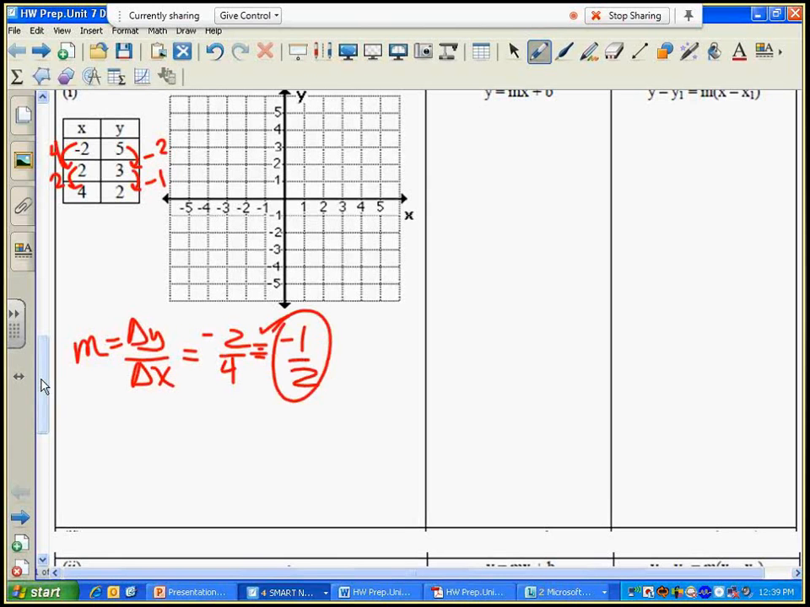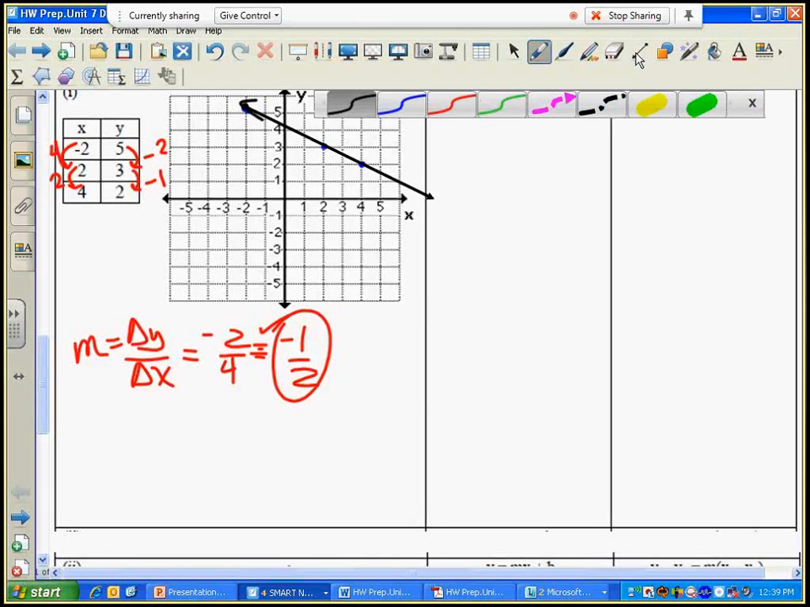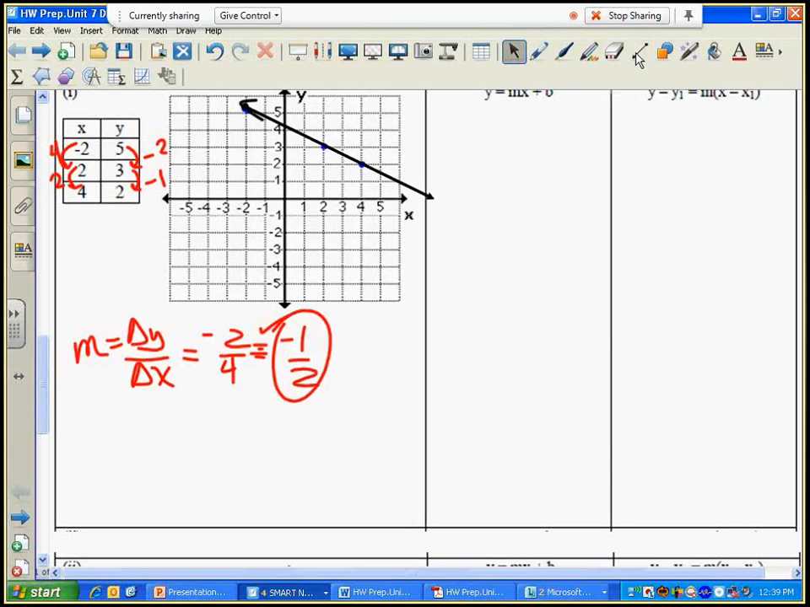Let's plot the 3 order pairs. -2, 5, 2, 3, and 4, 2. When we finish our line, we see that, probably could have drawn that a little bit better, but we do see and verify that the slope is, in fact, down 1 and right 2. Whoops, positive. That would give us a slope of -1, 2. Okay, so it verifies it.